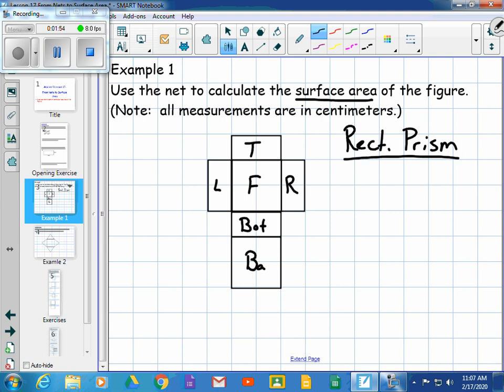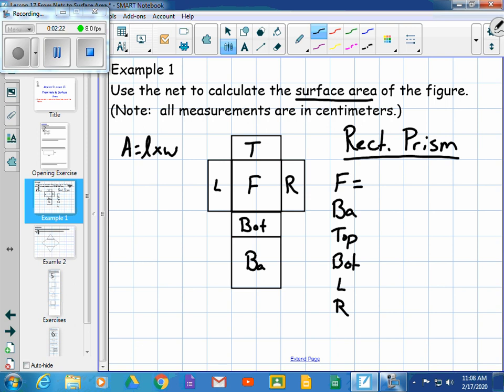Now we're going to make a list of areas that match each one of those faces. And of course, since they're all rectangles, we're going to be using the equation length times width in order to find the area of each one of those. Now I'm going to start with the front.